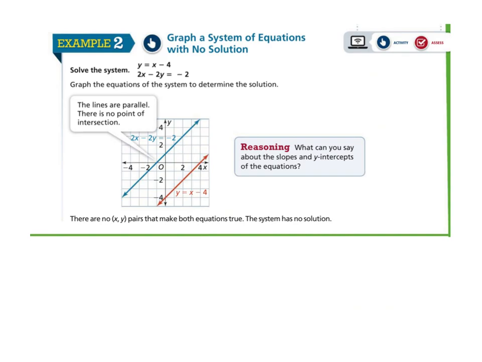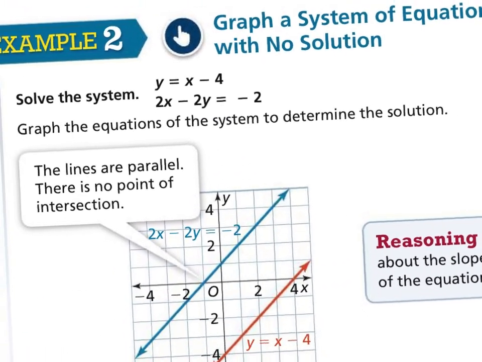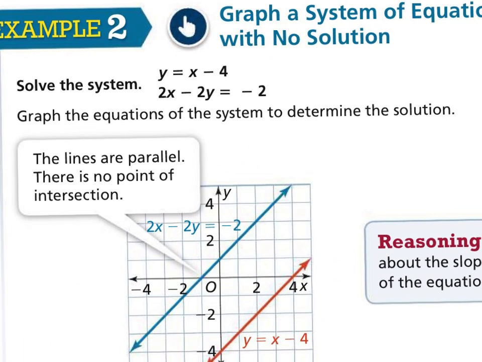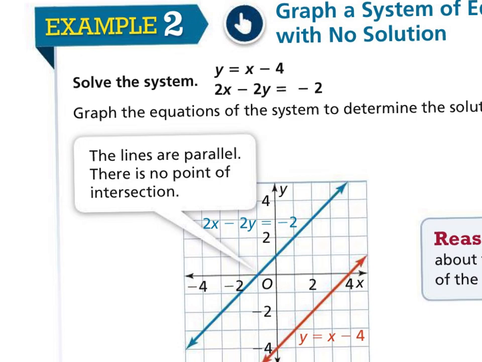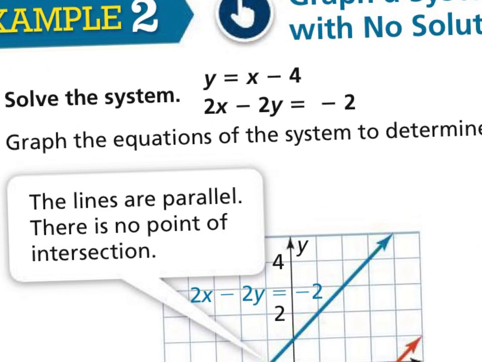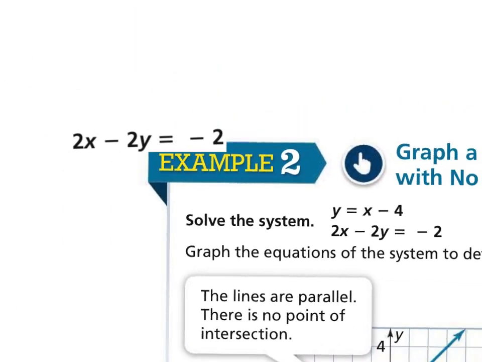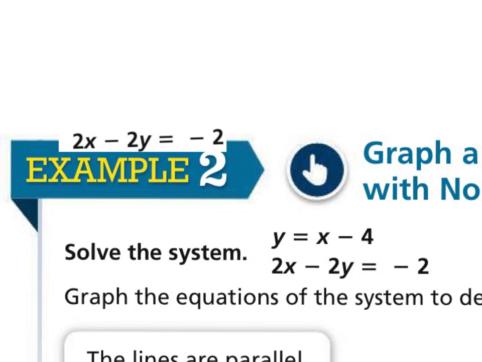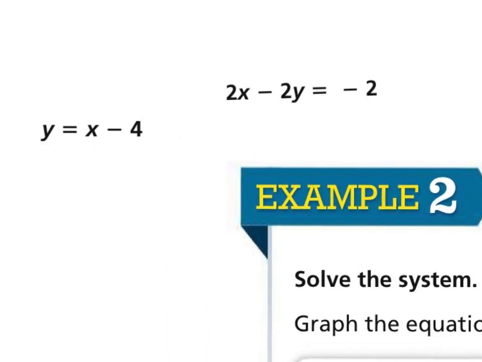So look at example 2. They want us to solve this system of equations. If we were doing this, you could take the second equation since it's not solved for y, and you could just find the intercepts, but we'll just go through it like we've been doing these other ones. We'll go ahead and solve the equation for y.